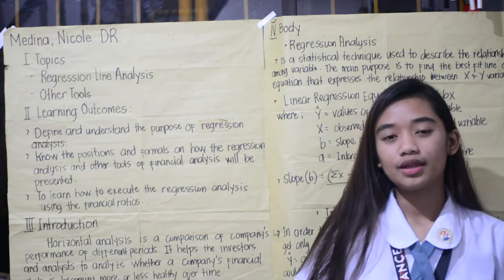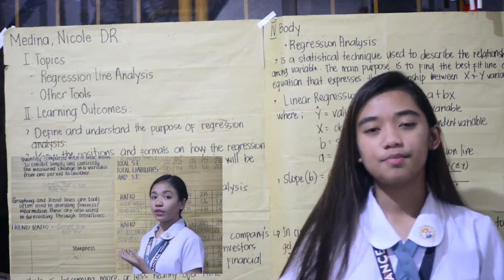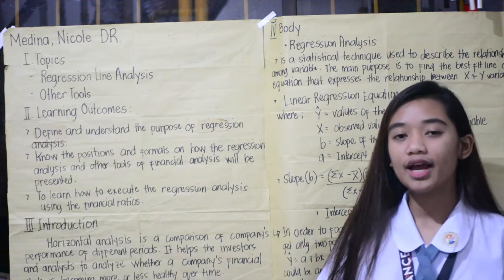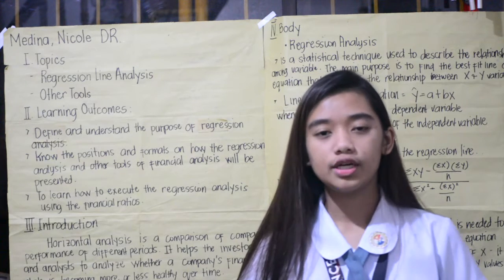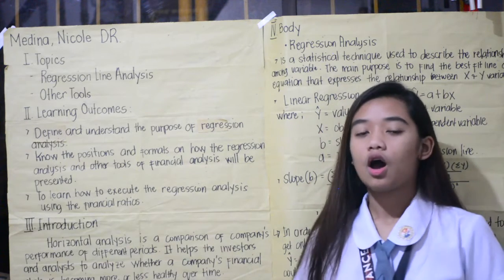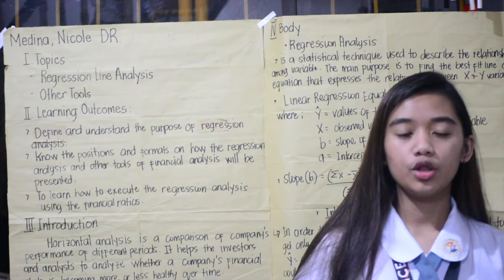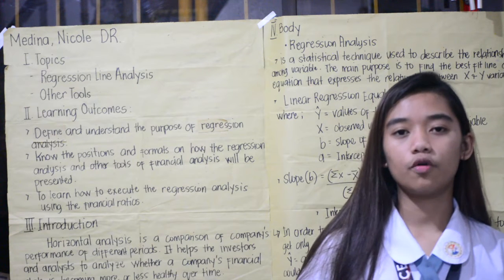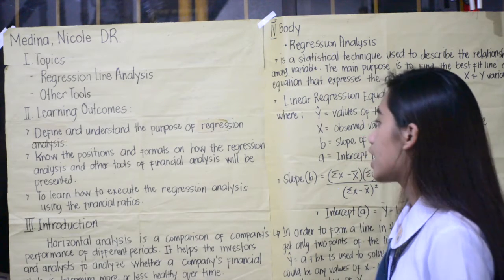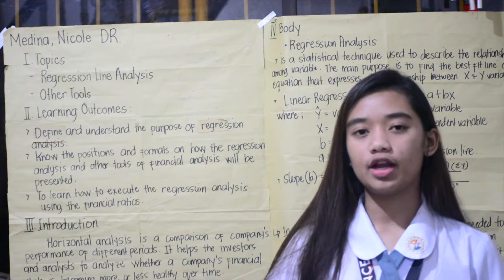Before we proceed to my topic, the last lecture discussed the index number trend series and interpreting trends by graphing and scattergram in trend line. So for now, my topic is about regression line analysis and the other tools that are used in presenting financial analysis. After this discussion, you will be able to define and understand the purpose of regression analysis. Second, you will know the positions and formats of regression analysis and other tools and how they will be presented. Lastly, you will learn how to execute the regression analysis using the financial ratios.